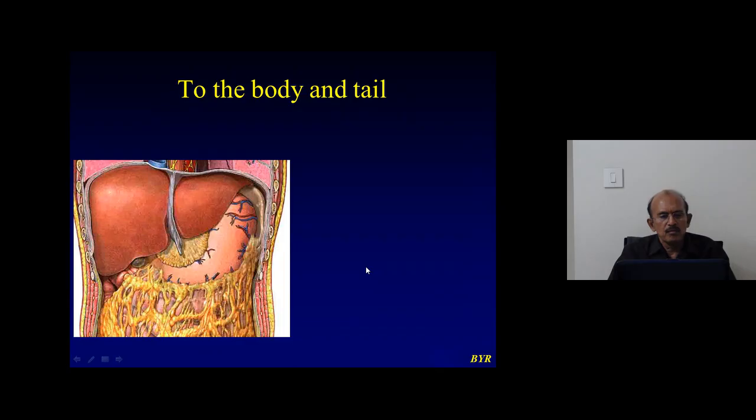To the body and tail. Now you can see you are not able to see the pancreas at all here. You are seeing the liver, the stomach, the lesser omentum, greater omentum.